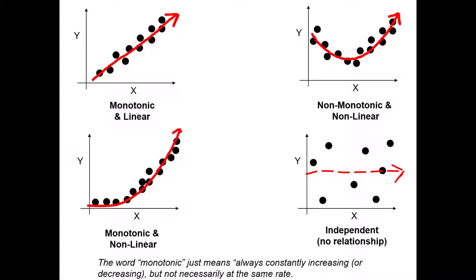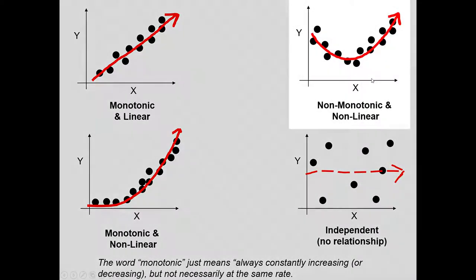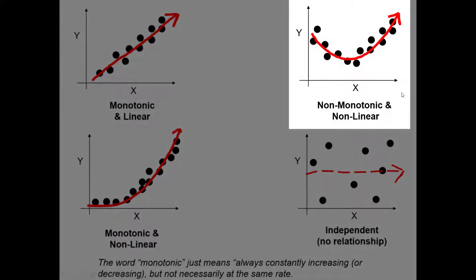Each one of these depicts what we mean by the word monotonic and linear. First, let's unpack that word monotonic. The word monotonic just means that it's always constantly increasing or decreasing, but not necessarily at the same rate. So if we look at our two examples here on the left-hand side, we can see that as X increases, Y also tends to increase. The rate of increase is different in the bottom left-hand example, and it's constant in the upper left-hand example, but these are both monotonic. The example in the upper right, though, is non-monotonic. That's because as X increases, first, Y has a tendency to decrease, but then eventually it increases. So there's clearly a relationship, but it's a non-monotonic relationship.